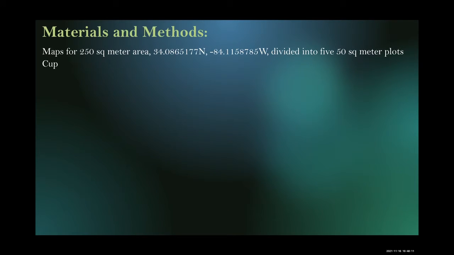Materials and methods for this lab include maps for a 250 square meter area at 34.0865177 north, negative 84.115875 west, divided into 5 50-meter square plots, and a cup.